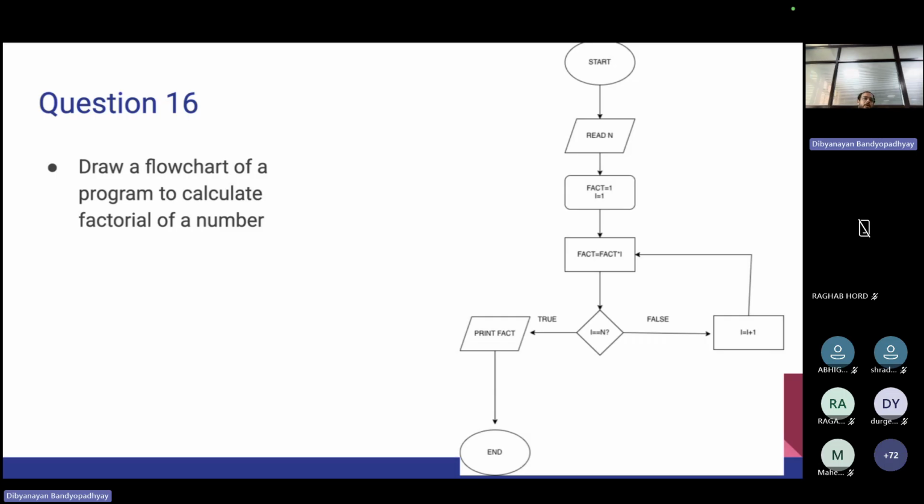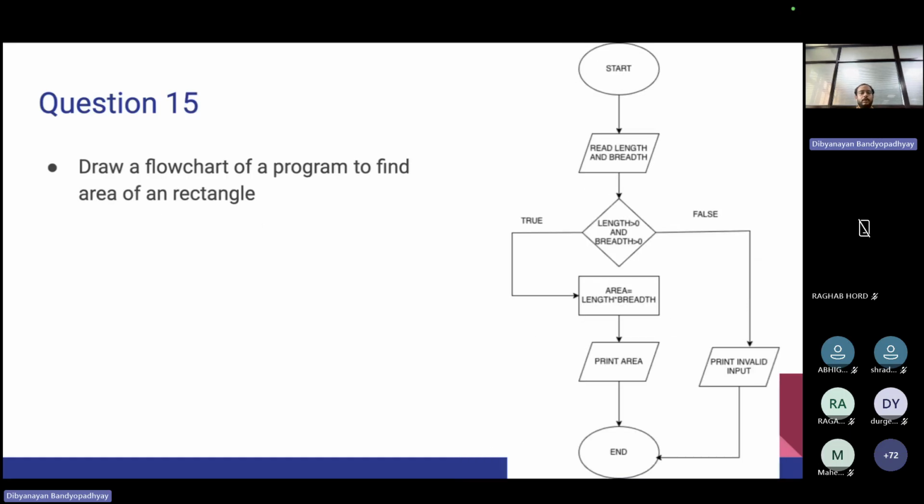What will be the 4 factorial? You start from 4, go back to 1 and keep on multiplying: 4 into 3 into 2 into 1. Factorial of 17 is 17 into 16 into 15 up to 1. You multiply all the numbers. So how to represent it in a flowchart? Can anybody tell me how to do it in a program? What are the steps? Then I'll show you the flowchart. What are the steps of calculating the factorial?